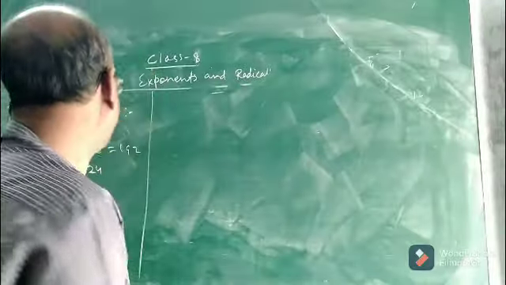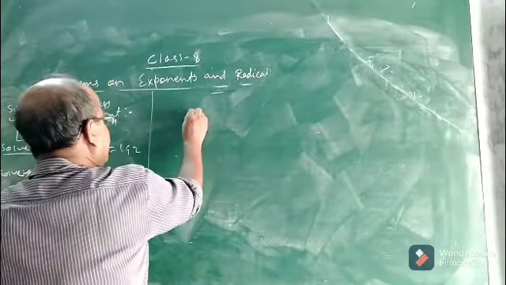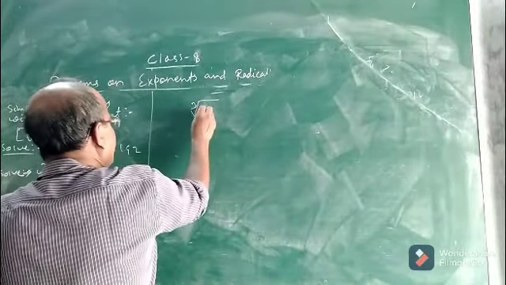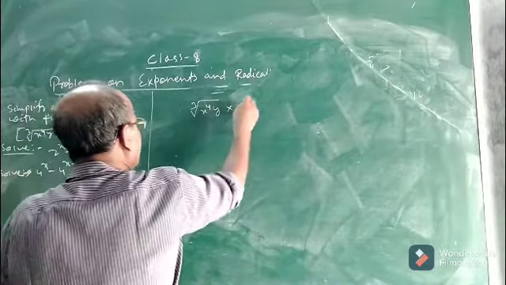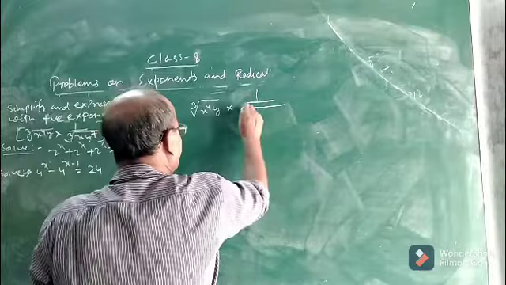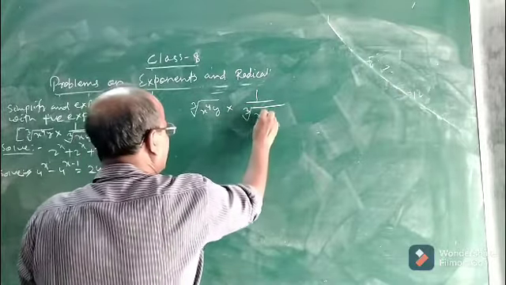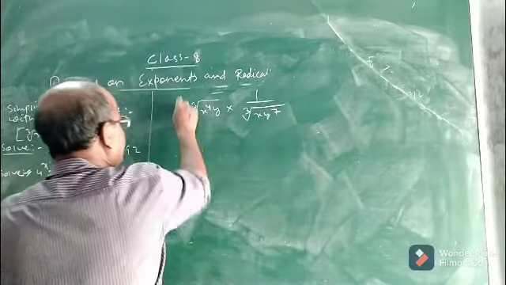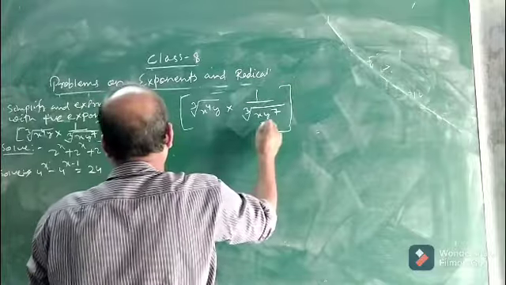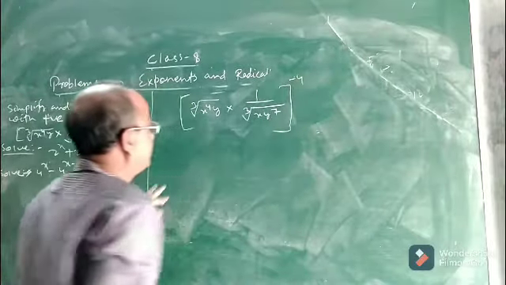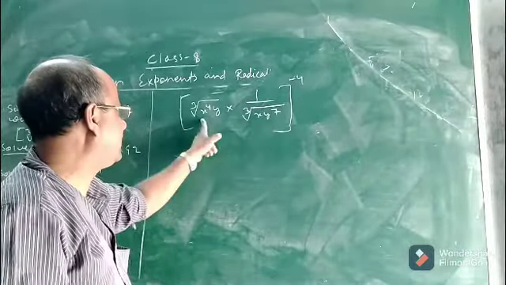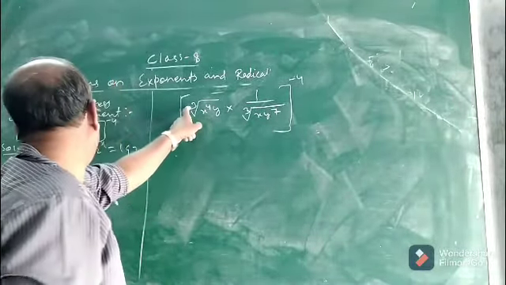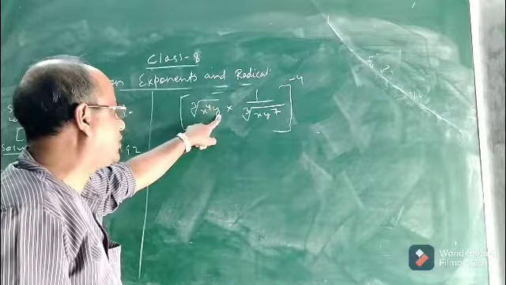So suppose a question is like this. Suppose you are given the cube root of x to the power 4 y, into 1 by the cube root of x y to the power 7, whole to the power minus 4. Look at this expression. Inside the square bracket, this term is the cube root of x to the power 4 into y.